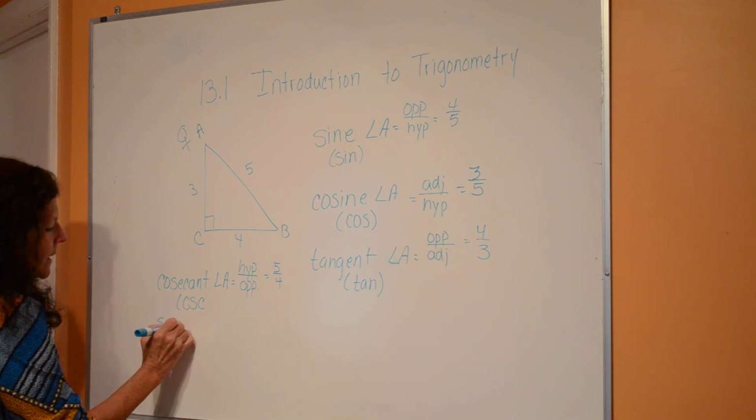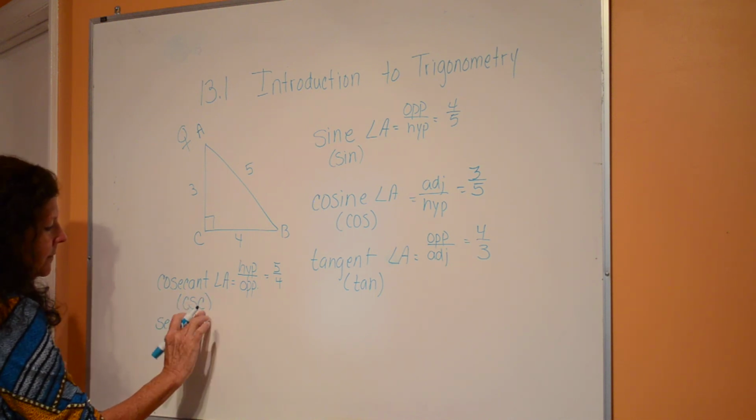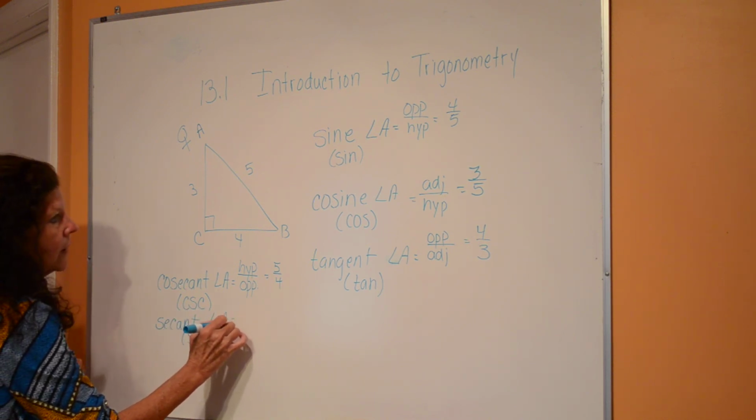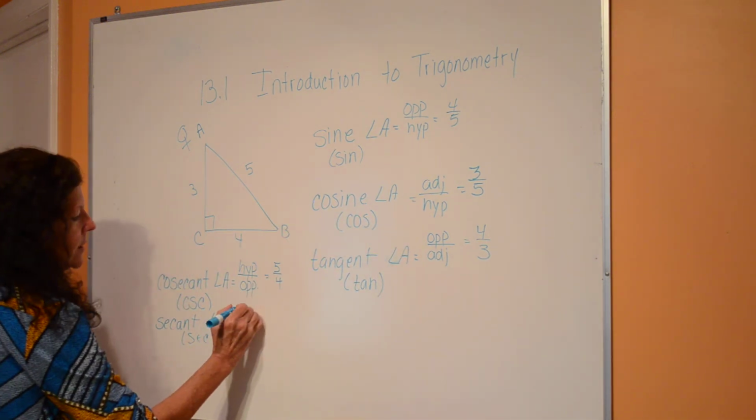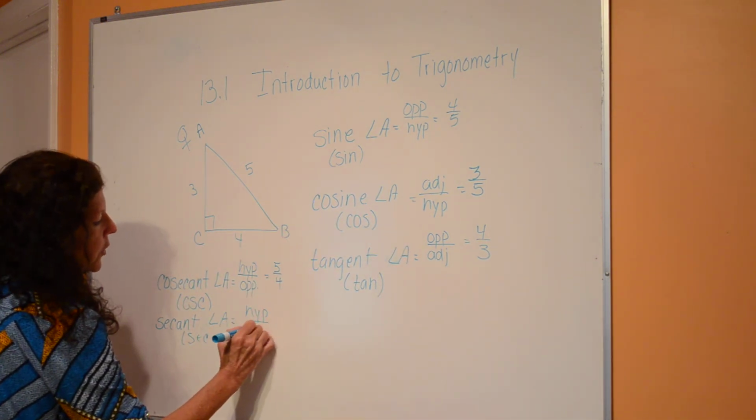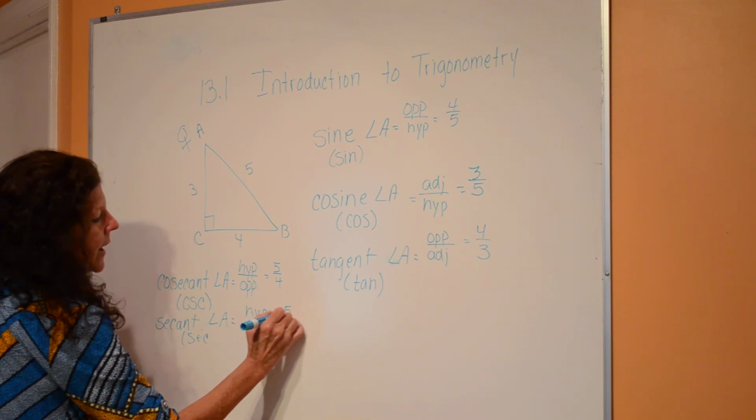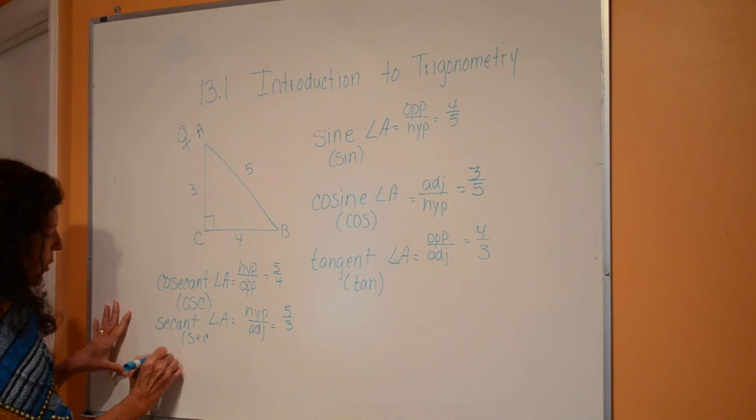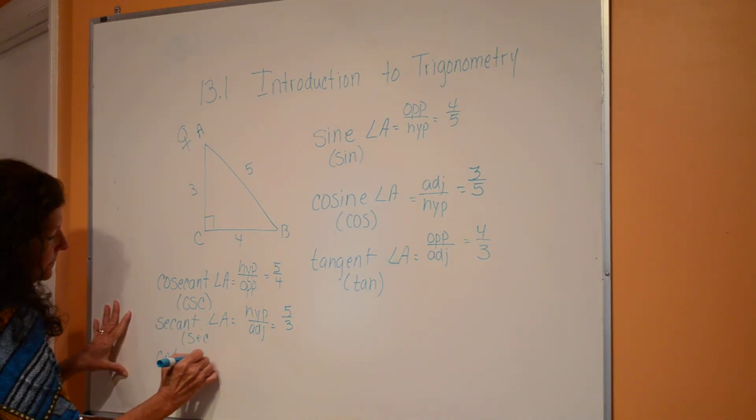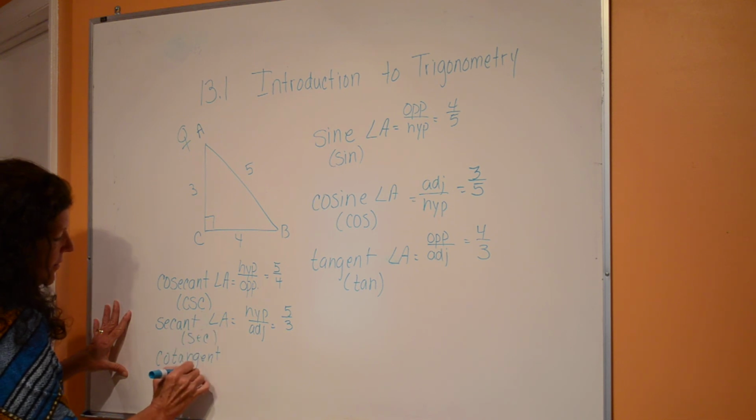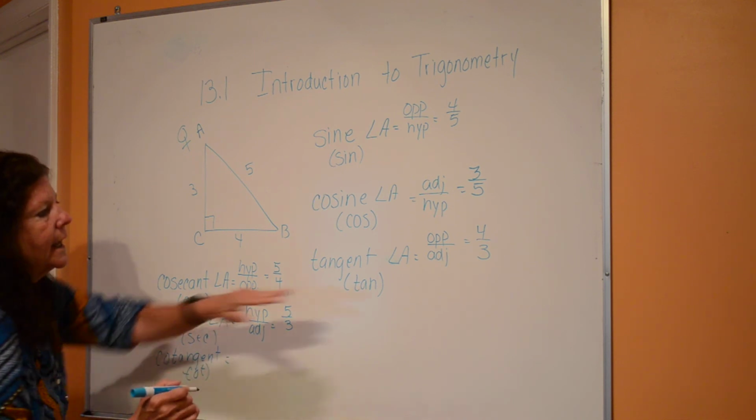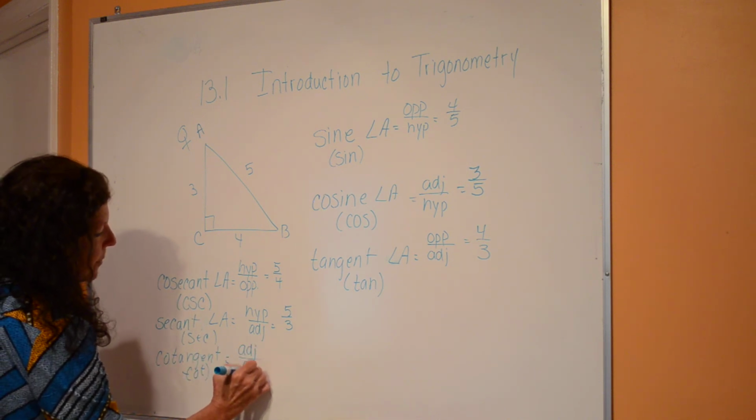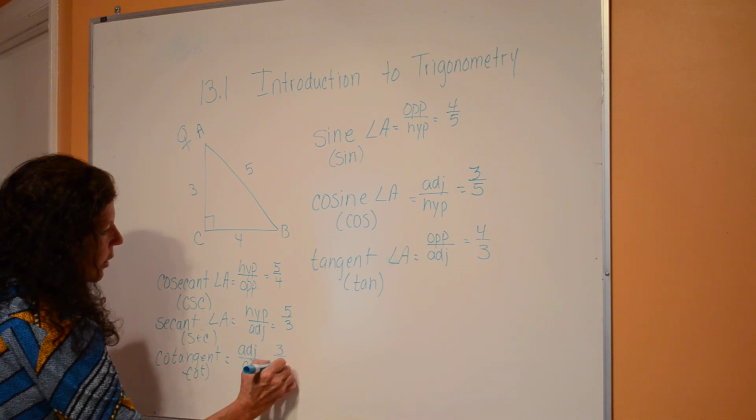Then I have the secant. Abbreviation is SEC. So the secant of angle A is the opposite of the cosine. So it's hypotenuse over adjacent, or 5 over 3 in this particular circumstance. And then I have the cotangent, which abbreviation is COT, and it's the inverse of the tangent. So it's adjacent over opposite, or 3 over 4.